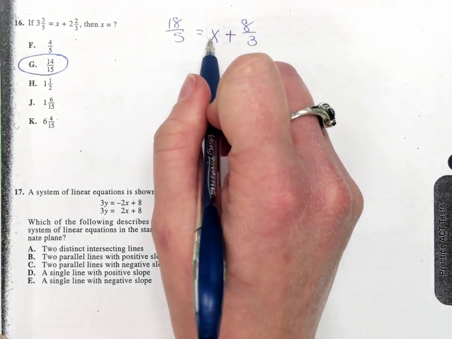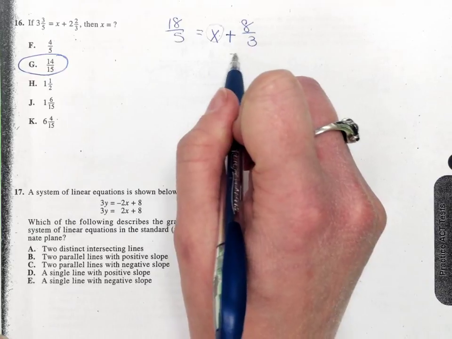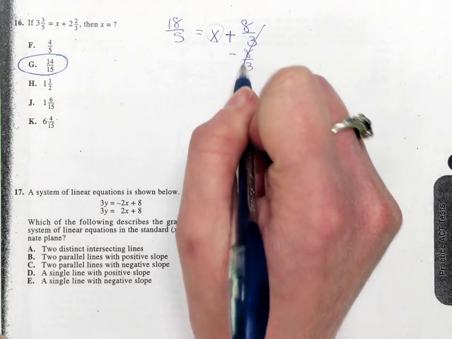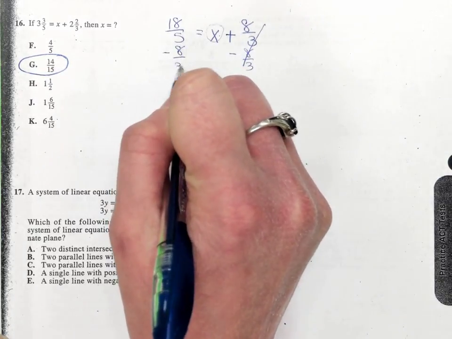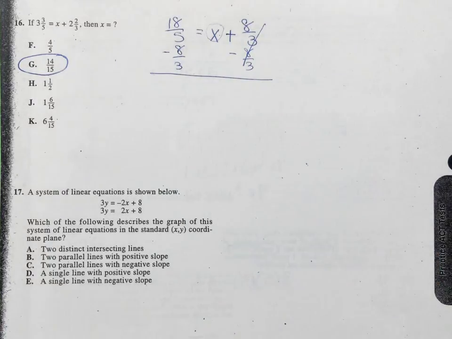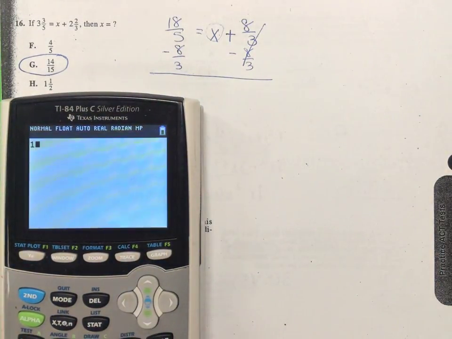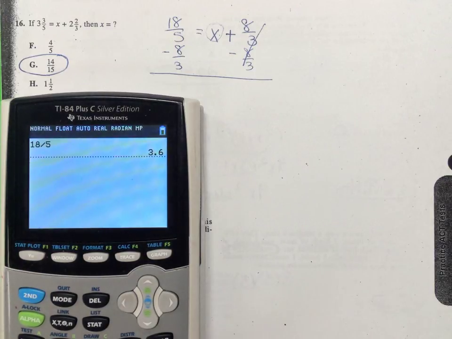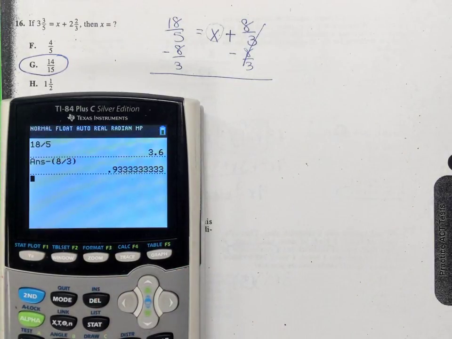How do I get x by itself? What would I do? Subtract it. There you go. All right, let me show you an ACT shortcut. You ready? 18 divided by 5 equals minus, parentheses, 8 divided by 3. 0.933, right? Y'all okay? Okay. 4 divided by 5 does not match. 14 divided by 15 does match, okay? Because I know most of you, that's probably faster for you to do.